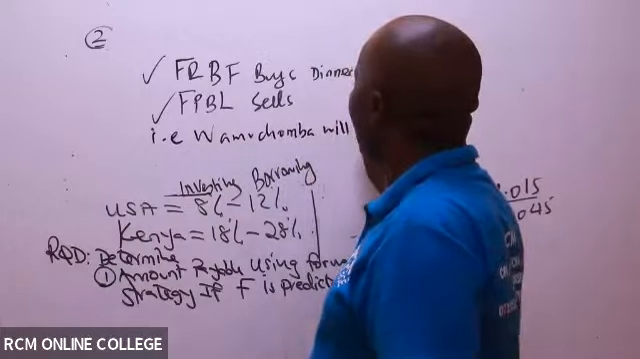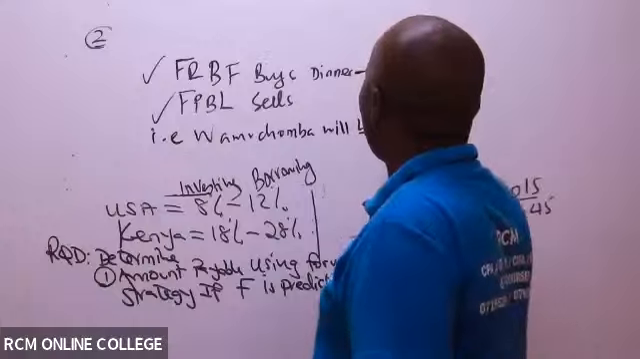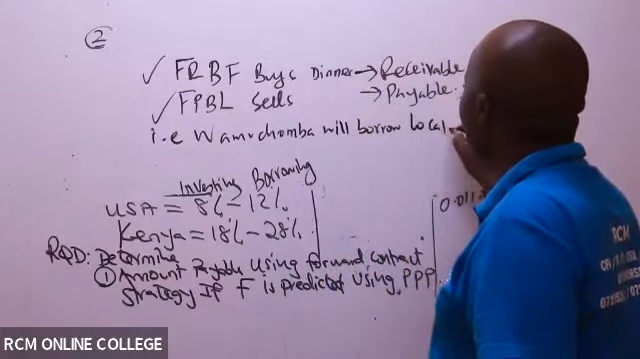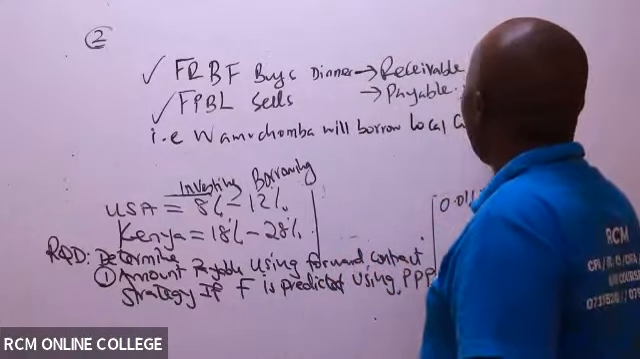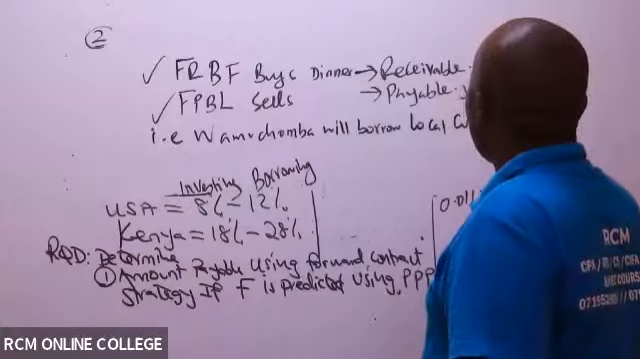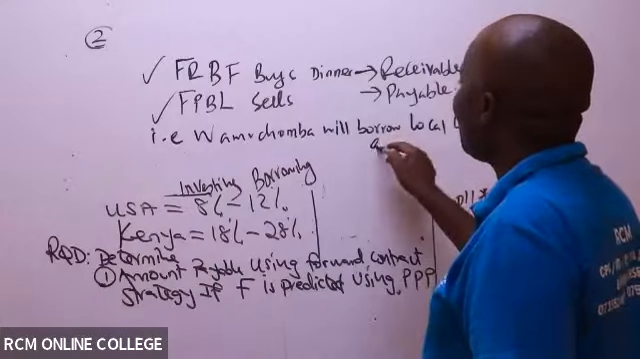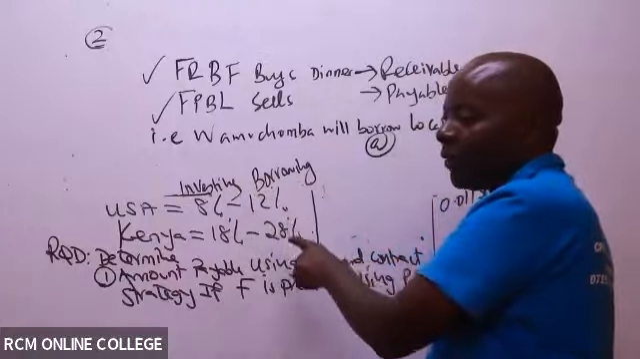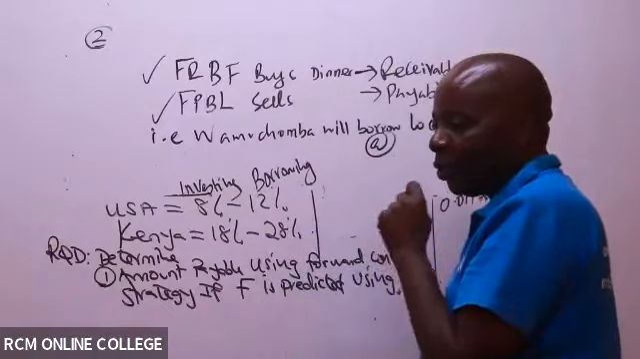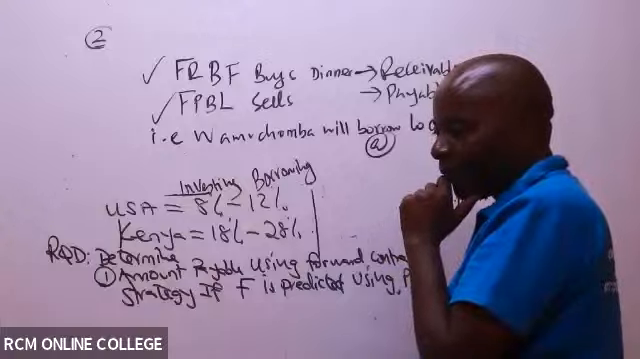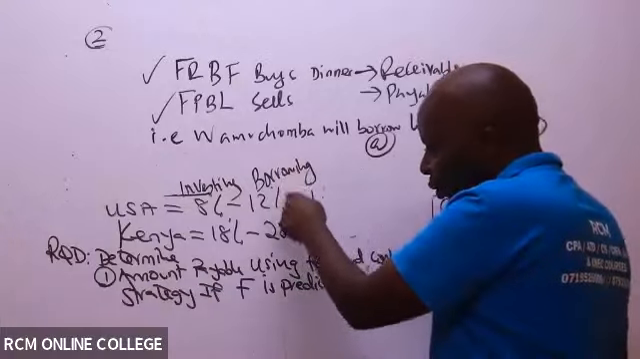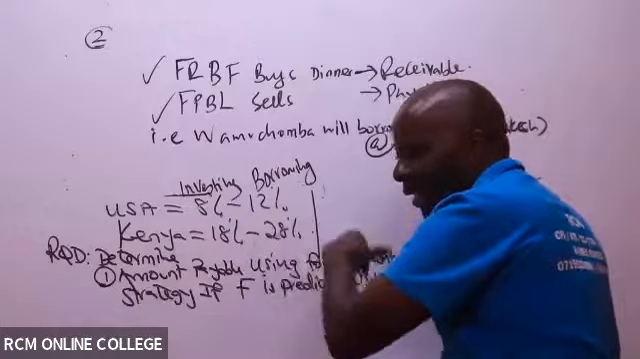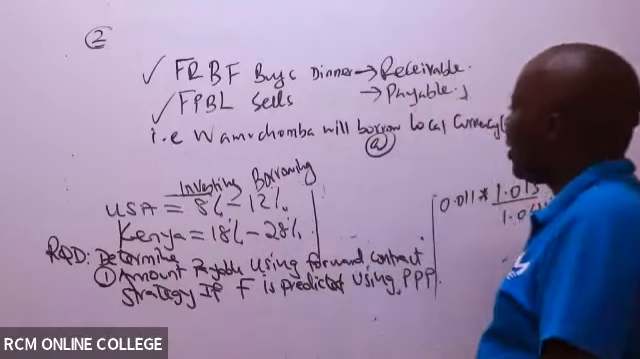will borrow local currency, which is Kenya shilling. At what rate? She'll borrow Kenya shilling at 28%.